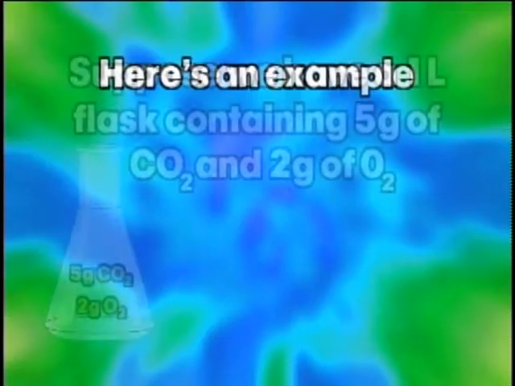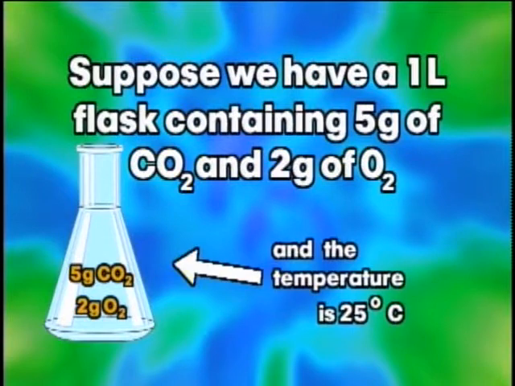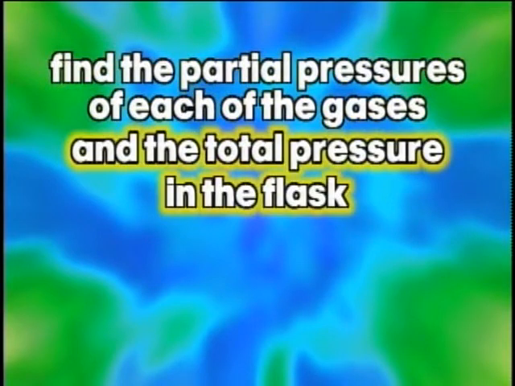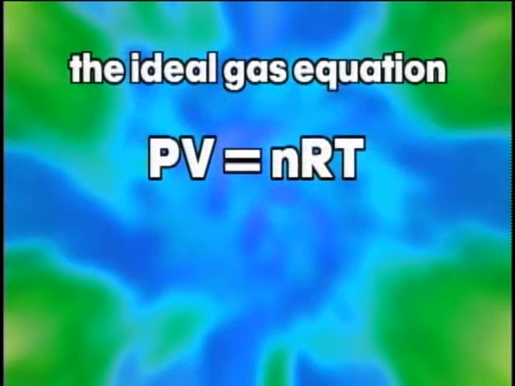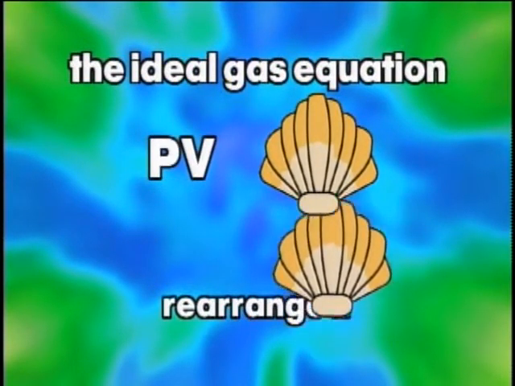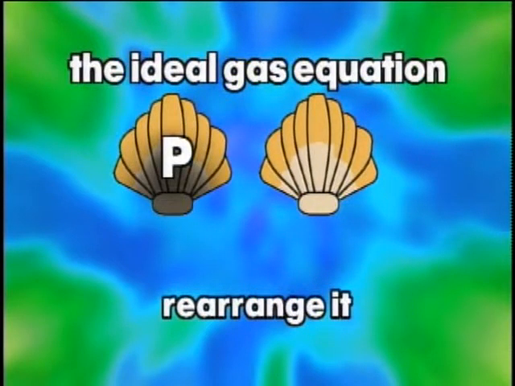Here's an example. Suppose we have a 1-liter flask containing 5 grams of carbon dioxide and 2 grams of oxygen molecules, and the temperature is 25 degrees Celsius. We have to find the partial pressures of each of the gases and the total pressure in the flask. We can use the ideal gas equation, Perv-Nert, but first we have to rearrange it so it's more useful to us. We'll set up the equation so it finds the pressure P, which is what we're looking for. Use some algebra to rearrange the problem.